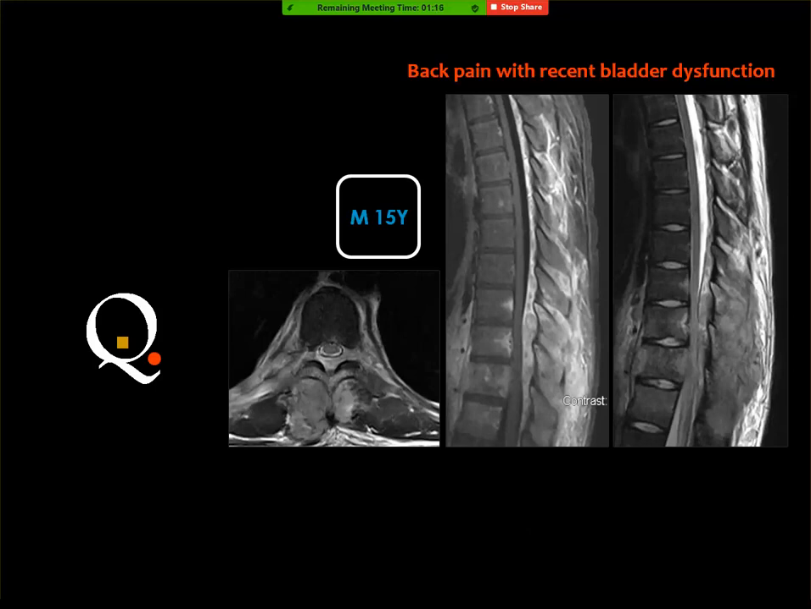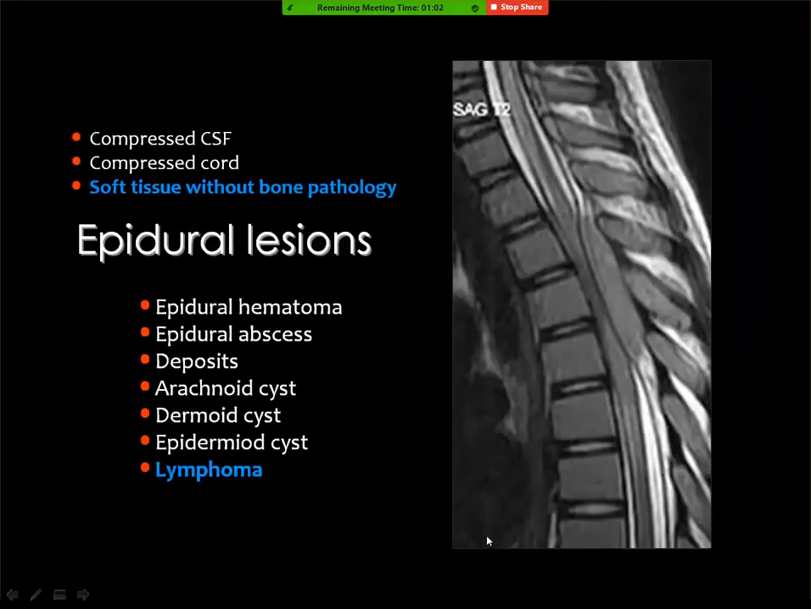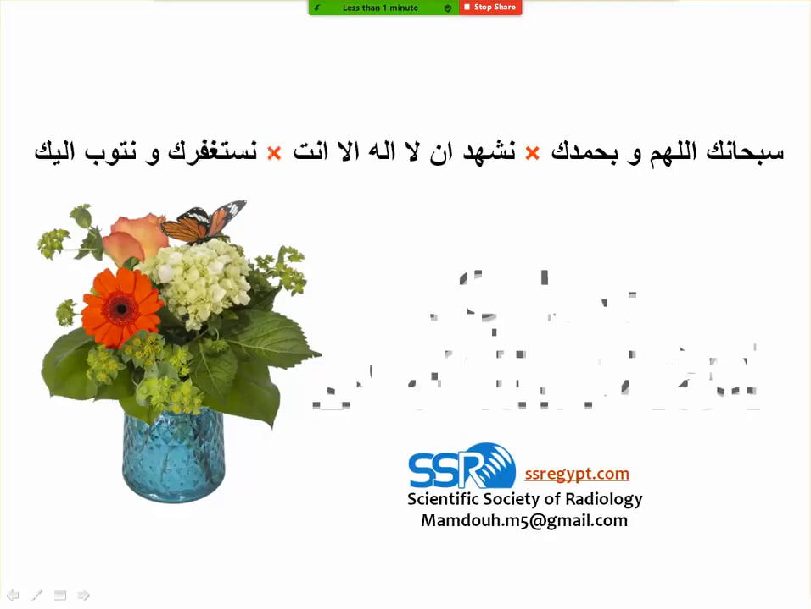I think this is the last case, and we have about 2 more minutes before the closure of the Zoom. Lymphoma or epidural abscess? Yes, and you have an epidural lymphoma. This is a good possibility because of the enhancement and the extraosseous soft tissue component, which is also seen in the axial images. And this is the differential diagnosis of epidural lesions, which include hematoma, abscess, deposit, arachnoid, dermoid, epidermoid, and the lymphoma. Thank you very much.